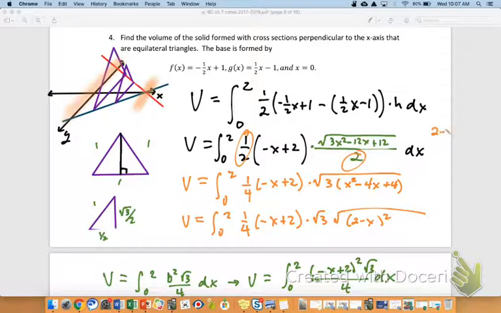2 minus x times 2 minus x is 4 minus 2x minus 2x plus x squared. Right, it's the same thing. So then, when you realize that this square root cancels out with that squared, then this factor times this factor would just be negative x plus 2 quantity squared. We're in the exact same place as the green one.